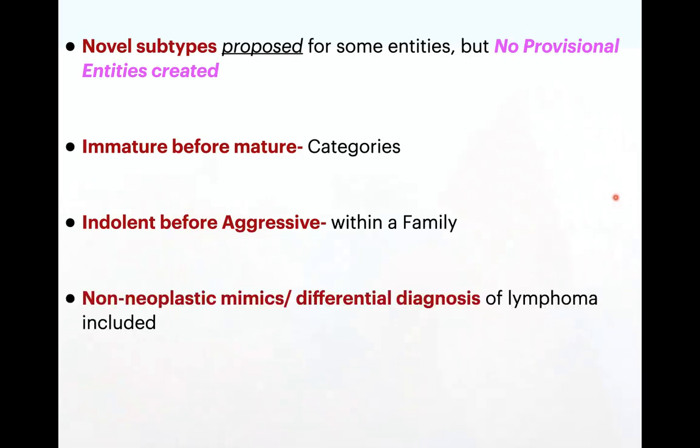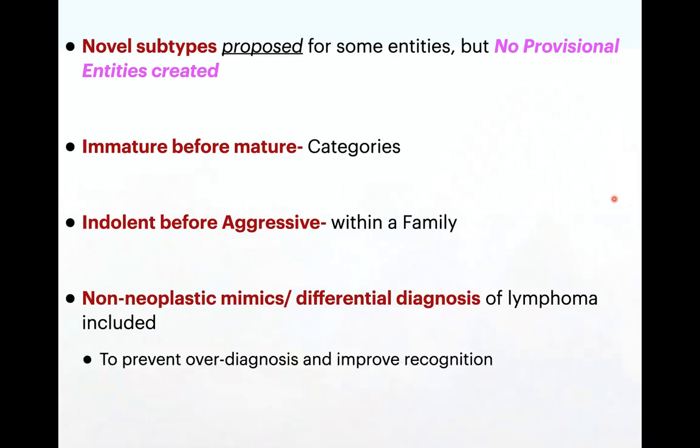Okay. Then they have, for the first time, included these non-neoplastic mimics or differential diagnoses of lymphoma. Why have they done this? Just to prevent the overdiagnosis of a lymphoma, as well as to improve recognition. Okay, that's why these are included in the classification.